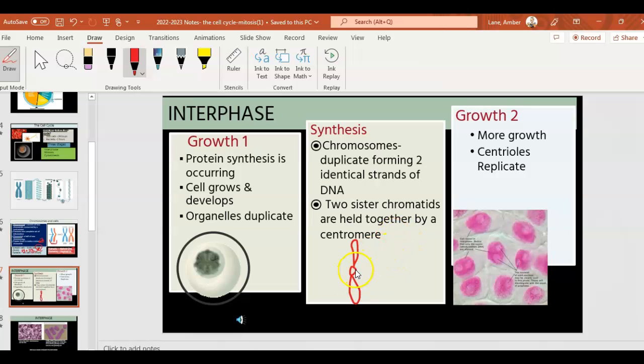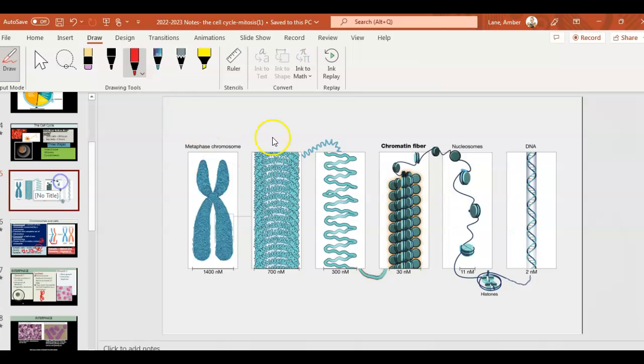So when it duplicates, it is going to look like this. At this point in synthesis, the chromosomes are not condensed like this into their little packages. The DNA is in the form of chromatin. So the DNA during synthesis is looking kind of like this, or actually more like this.